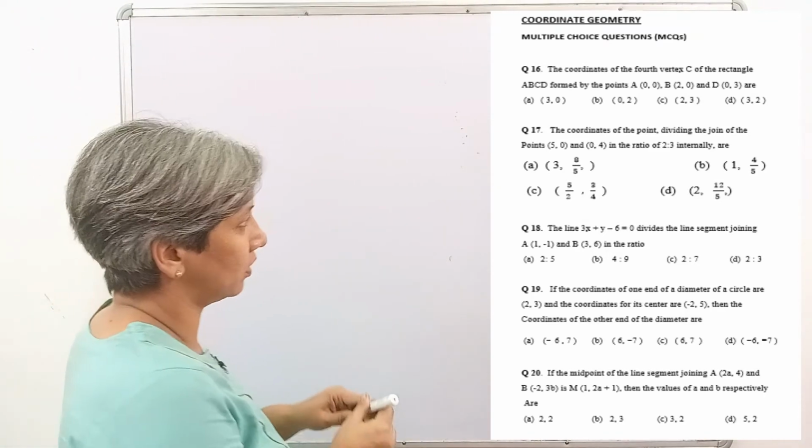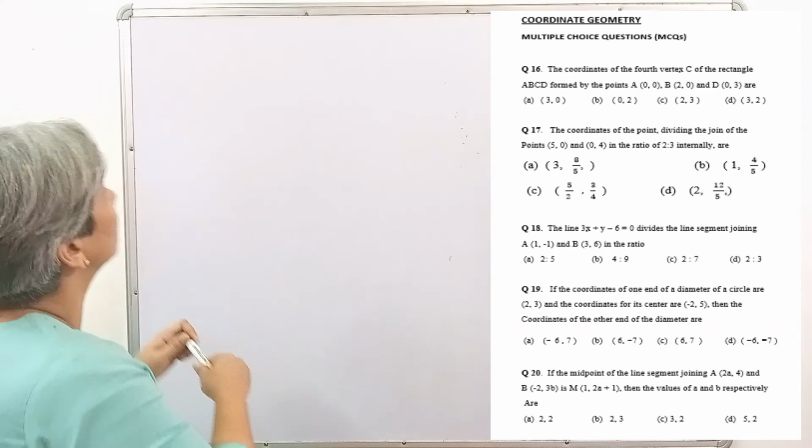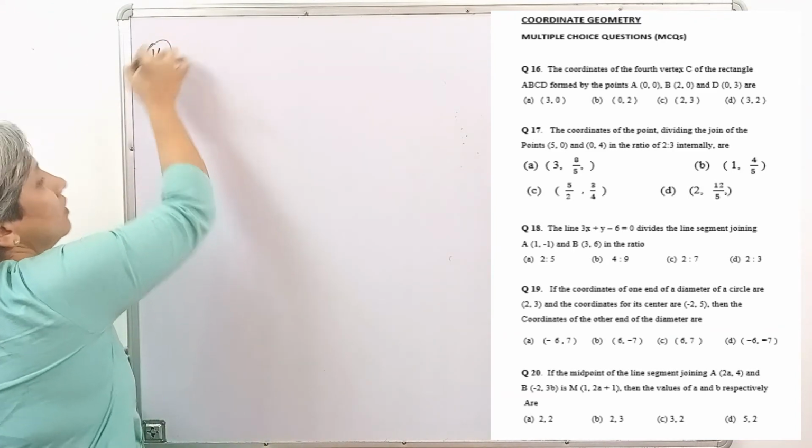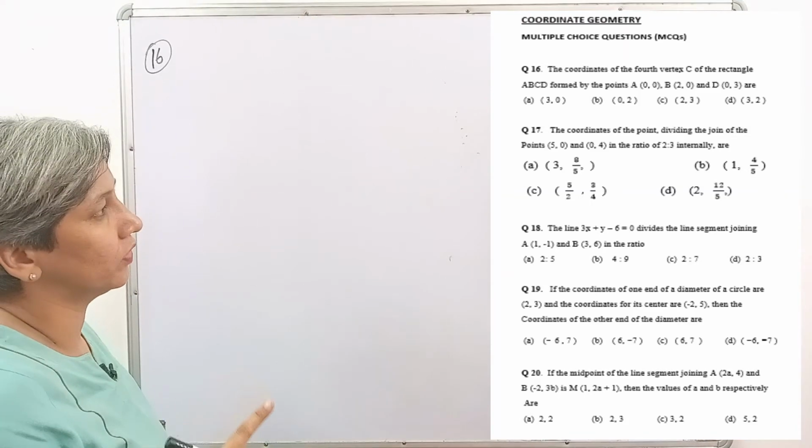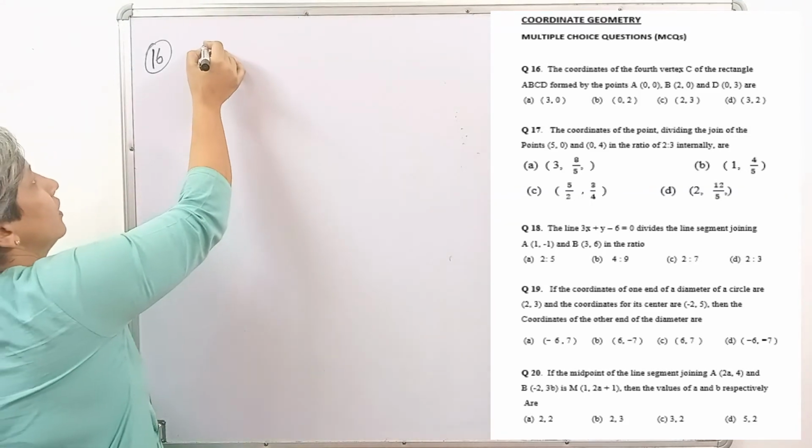Yeah, so let's continue with question number 16. We read that the coordinates of the fourth vertex are to be found, where it's a rectangle ABCD.